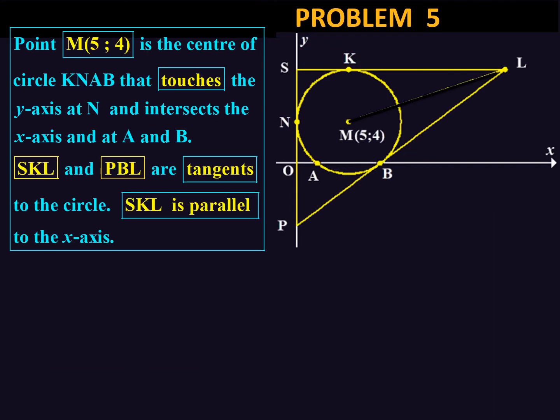Now let's look at our last problem, problem 5. Let's see what is given here. We've got a point M, which is the center of the circle. We've got a circle KNAB. Those are the points on the circle. And it touches the y-axis, so the y-axis is a tangent. And it intersects the x-axis there at point A and point B. There's the x-axis. SKL, this here is a tangent. And PBL, there's another tangent there. So that circle is actually inscribed in a triangle. And also SKL is parallel to the x-axis.